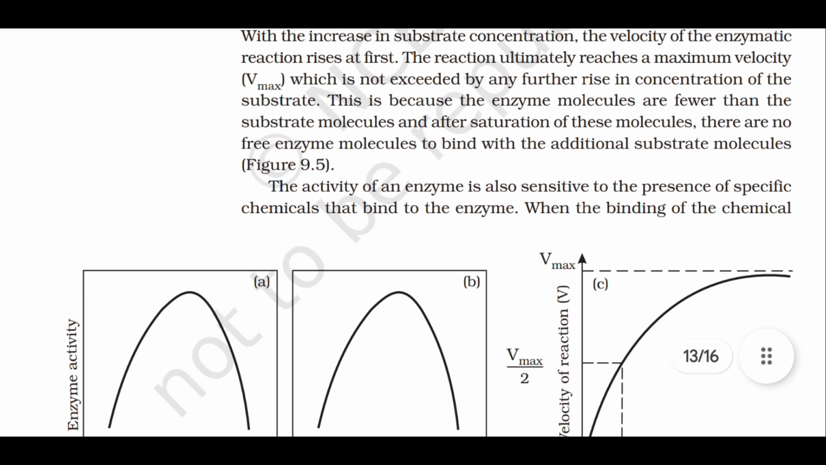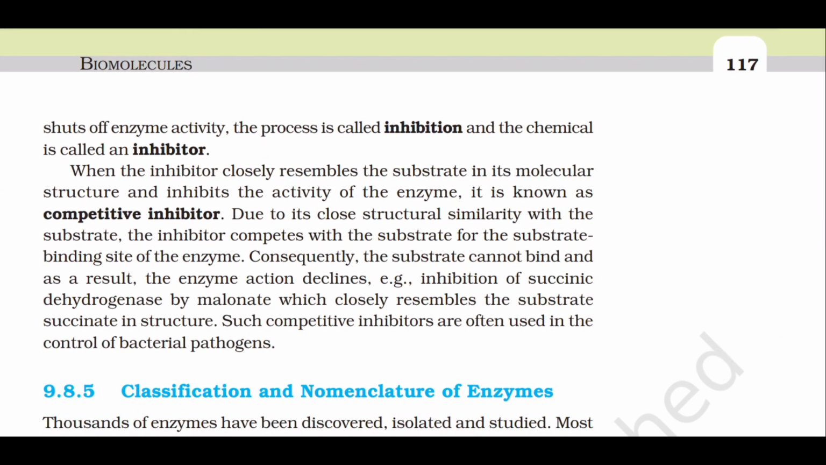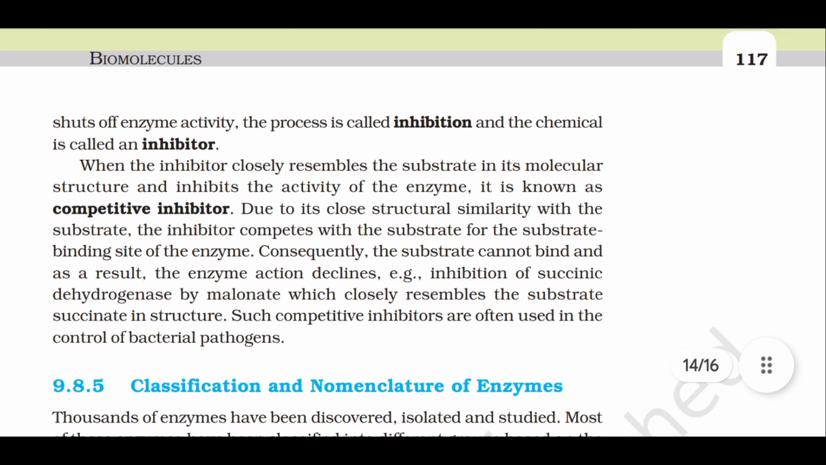The activity of an enzyme is also sensitive to the presence of specific chemicals that bind to the enzyme. When the binding of a chemical shuts off enzyme activity, the process is called inhibition and the chemical is called an inhibitor. When the inhibitor closely resembles a substrate in its molecular structure and inhibits the activity of the enzyme, it is known as a competitive inhibitor. Due to its close structural similarity with the substrate, the inhibitor competes with the substrate for the substrate binding site of the enzyme. Consequently, the substrate cannot bind. As a result, the enzyme action declines.